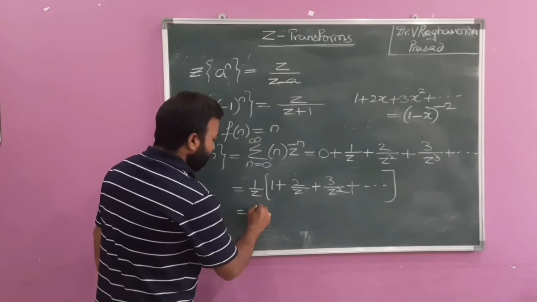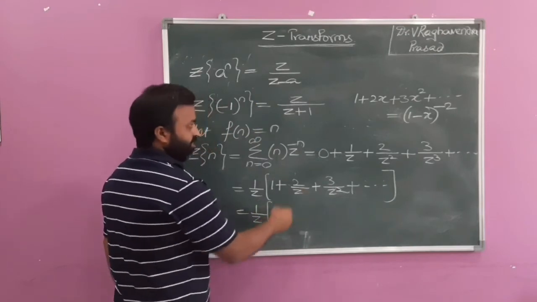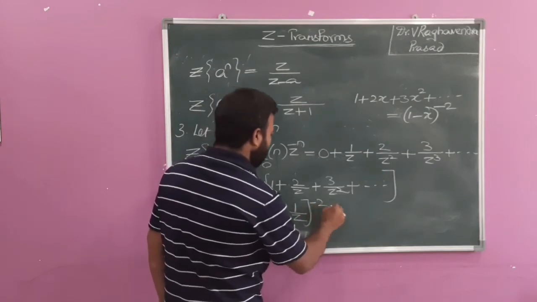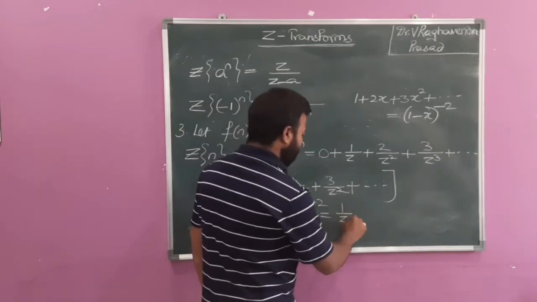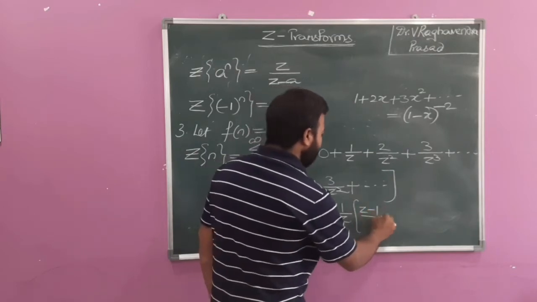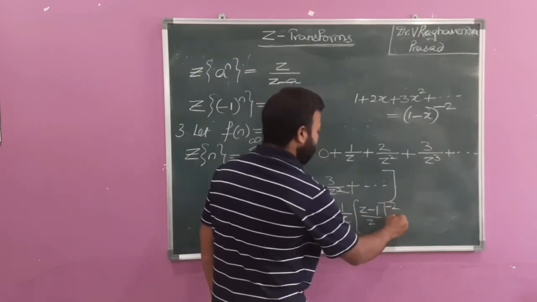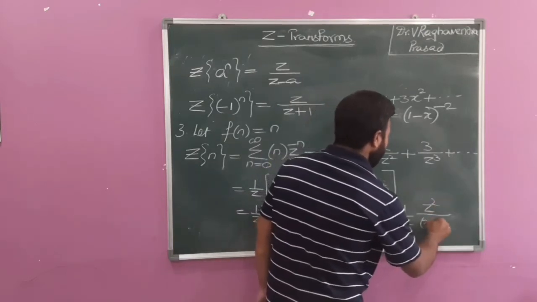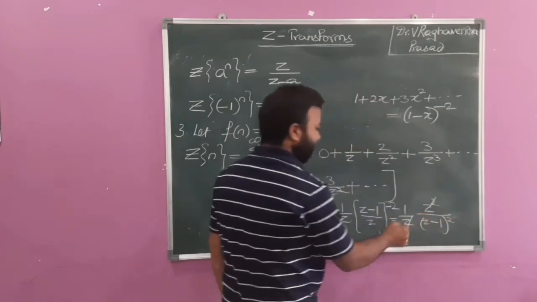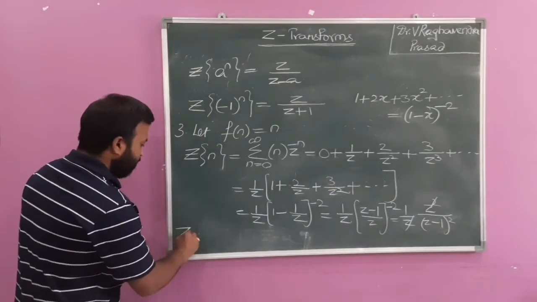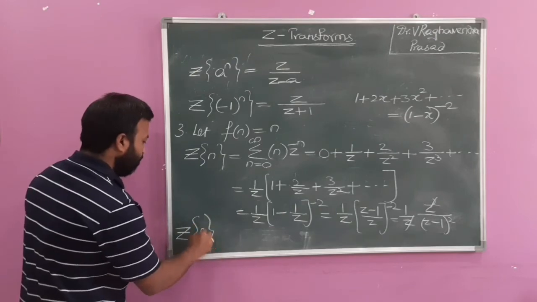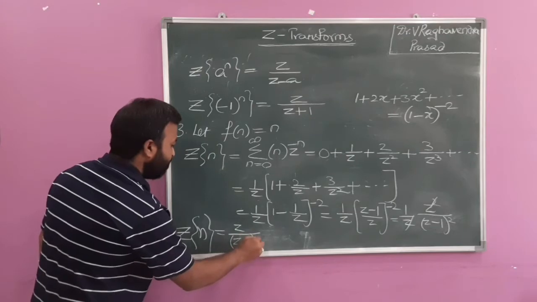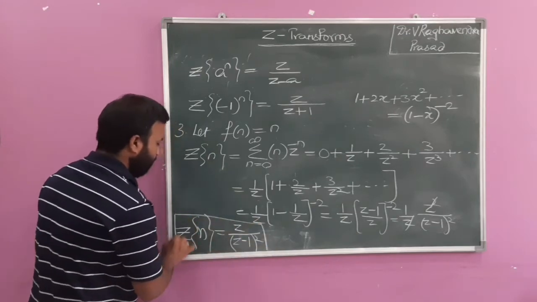Here we have 1 by z in place of x, that is 1 minus 1 by z to the power of minus 2. This gives 1 by z into z minus 1 by z to the power of minus 2, or we can write this as z square by z minus 1 whole square. Here z and z get cancelled, so it gives z transform of n equal to z by z minus 1 whole square. This is another standard formula of a z transformation.